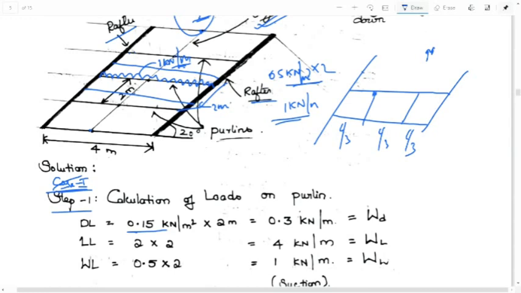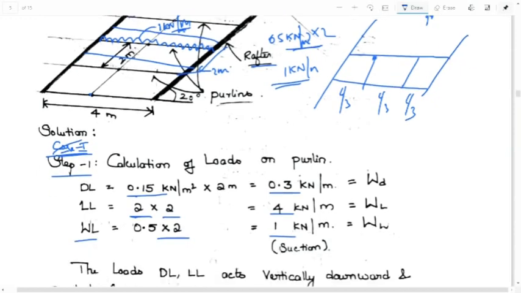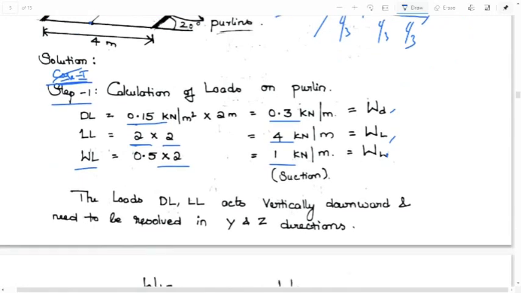And similarly, we have live load 2 kilonewton per meter square. So multiply with the center to center distance of the purlins, 2, and wind load in the same manner. So you get 0.3 kilonewton per meter, 4 and 1 kilonewton respectively. And these are denoted with WD, WL, WW. And now these are the unfactored loads, of course, you know that. And see, the loads DL, LL act vertically downward, dead load plus live load.